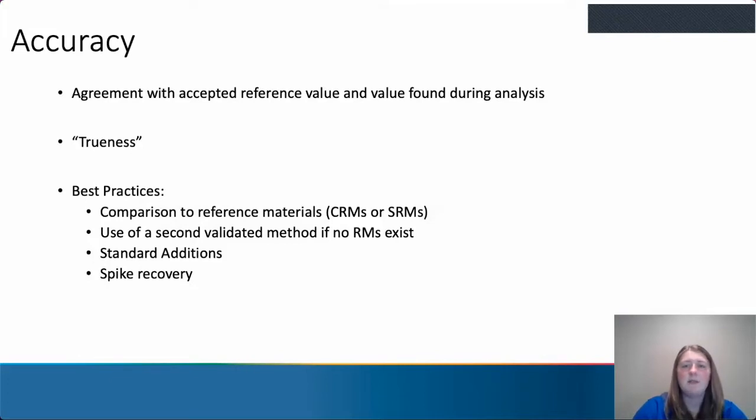Other ways to satisfy this requirement would be via standard additions analysis. Here you're going to spike known quantities of the analyte into the sample. This type of analysis is really useful when your sample matrices are complex. You can basically get rid of any matrix effects by using standard additions. Also, spike recovery is a similar technique. You can use that also to demonstrate accuracy.